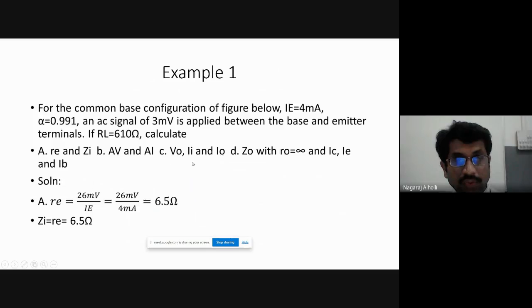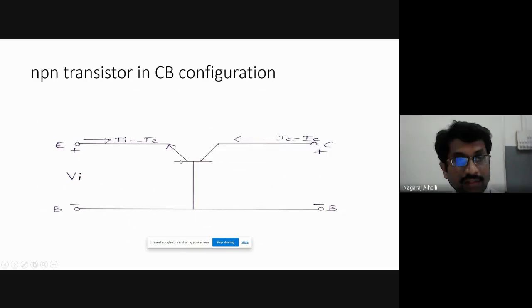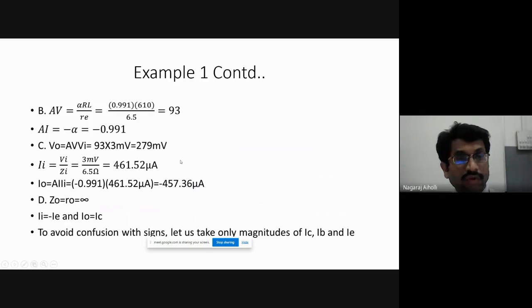Output voltage, how to calculate? Here we know the equation for voltage gain, right? Voltage gain is output voltage by input voltage, basic fundamentals. That is the voltage gain.